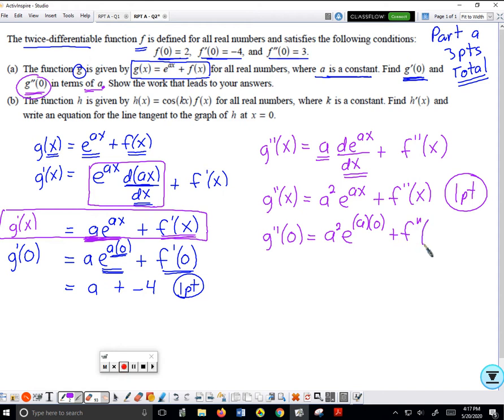So g double prime of 0 is going to equal, this again is 1, so that's a squared. You do have to figure out what f double prime of 0 is, but they told us. So this is a squared plus 3. To get that far, I get one more point. Or as we said at the beginning, total of 3 points.